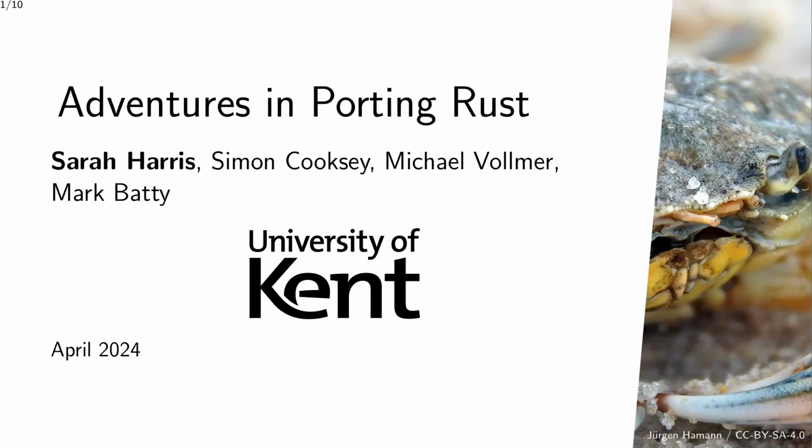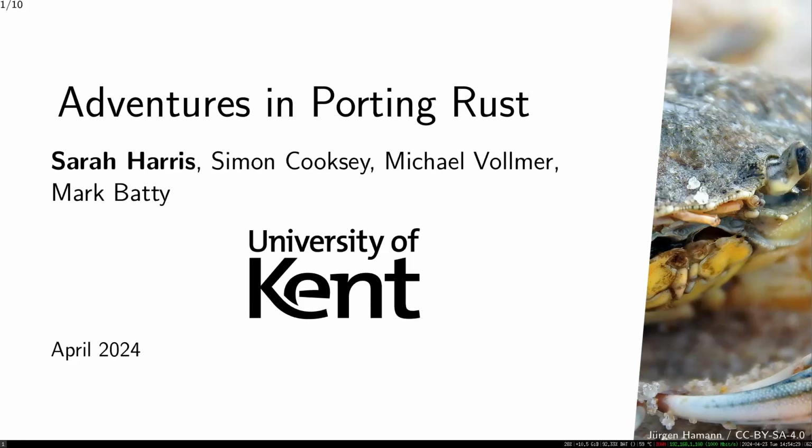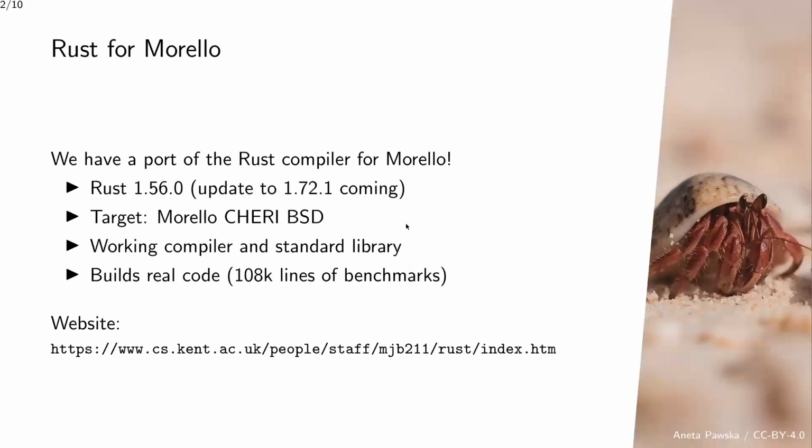I'm part of a team at the University of Kent working on a Rust compiler for Morello. We have a port of version 1.56 for CheriBSD, and we're hoping to update it soon to a newer version. The compiler and standard library work, and we've run over 100,000 lines of benchmarks from open source projects with it. Source and binaries are available. Our website's in the slides if you want it.